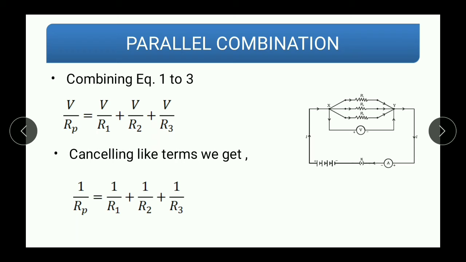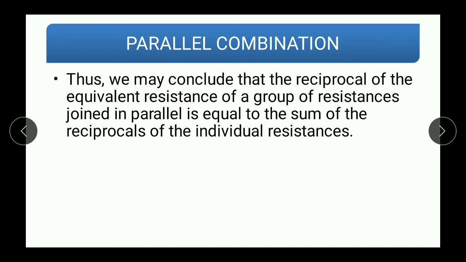Okay, so in this way we get our final relation, which is 1 upon Rp is equal to 1 upon R1 plus 1 upon R2 plus 1 upon R3. Thus we may conclude that the reciprocal of equivalent resistance of a group of resistances joined in parallel is equal to sum of reciprocals of the individual resistance. Okay, so in series combination it was direct summation, direct addition, whereas here it is sum of reciprocals of the individual resistance. So that is the difference between series and parallel combination.